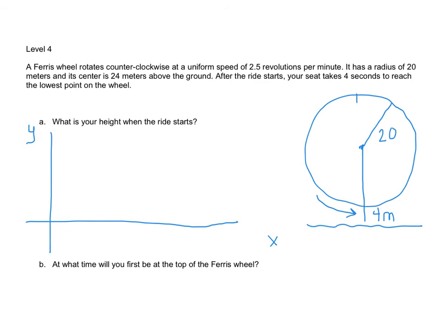So I'm going to draw this in as well. Remember, this is also 20. So we have 20, we have 20, and then we have 4. I don't want to give too much away here, but what I will help you with is the period. It says 2.5 revolutions per minute, but then it says your seat takes 4 seconds to reach the lowest point on the wheel. So our x-axis is going to be in seconds, and this talks about minutes. So I'm going to change that.